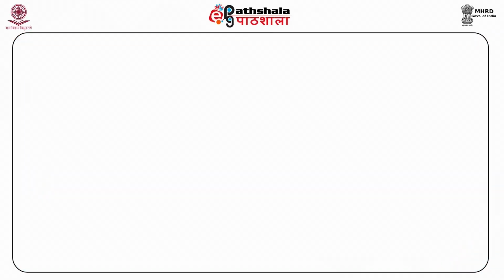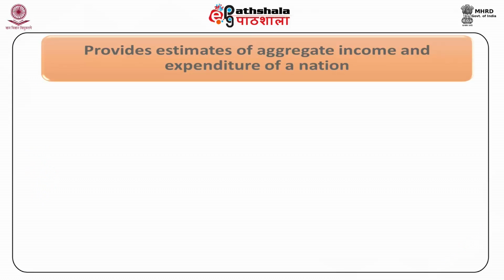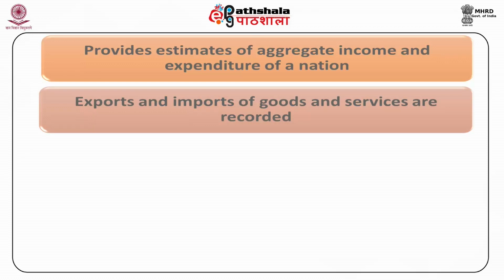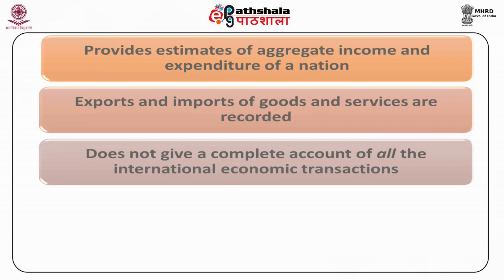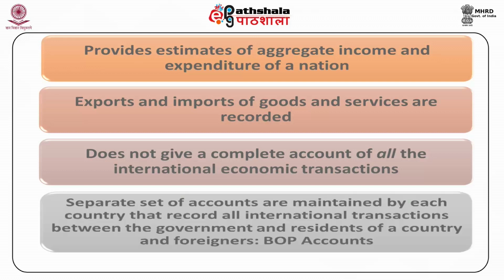Let us study more on this in detail. The National Income Accounting Framework of a nation provides estimates of aggregate income and expenditure of a nation. Exports and imports of goods and services are recorded within this framework. However, it does not give a complete account of all the international economic transactions, such as those involving real and financial assets. A separate set of accounts are maintained by each country that record all international transactions between the government and residents of a country and foreigners, including foreign governments. These are known as the balance of payments accounts.